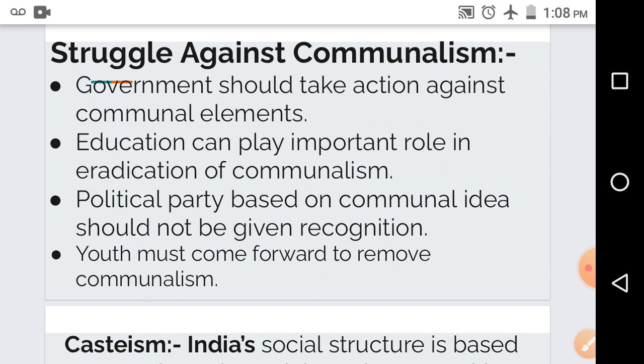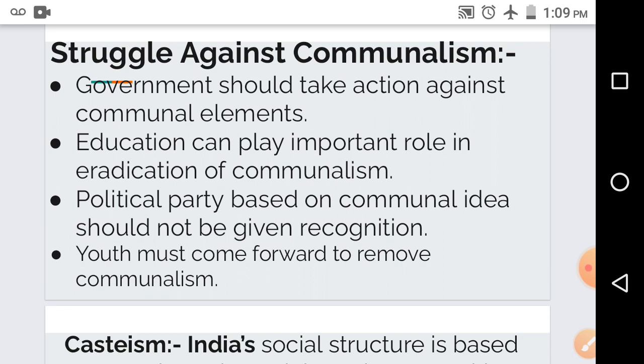Education can play an important role in the eradication of communalism. In our education and curriculum, positive things have been included. Prayers of all the religions are organized. Social functions are celebrated so that children develop respect for all religions.